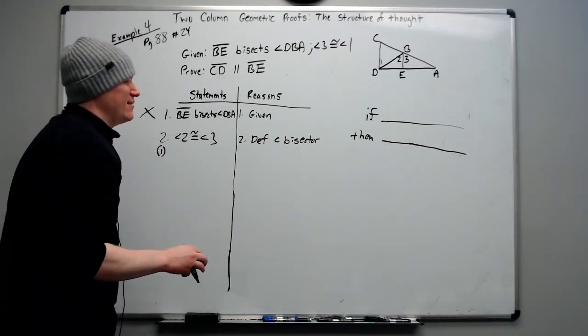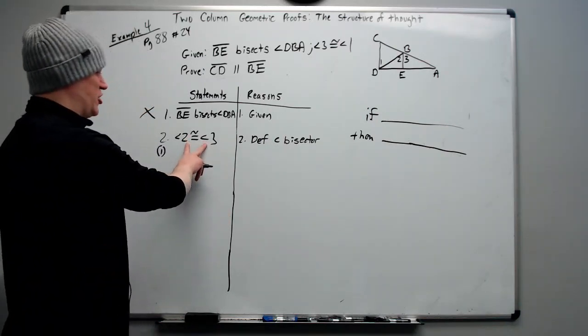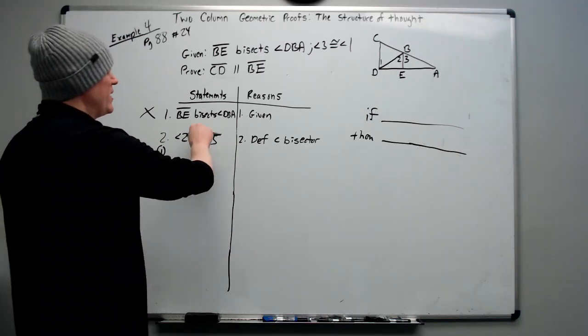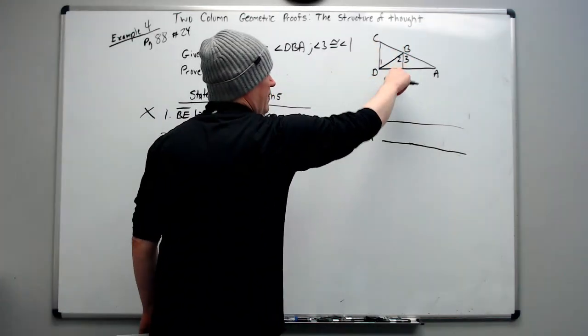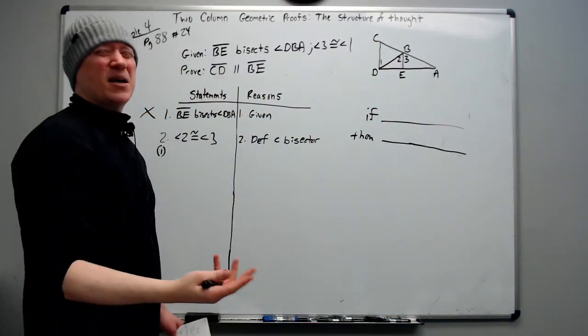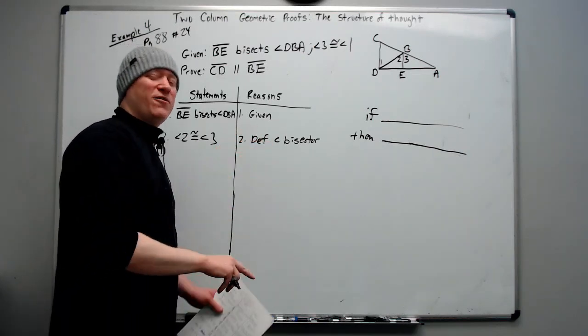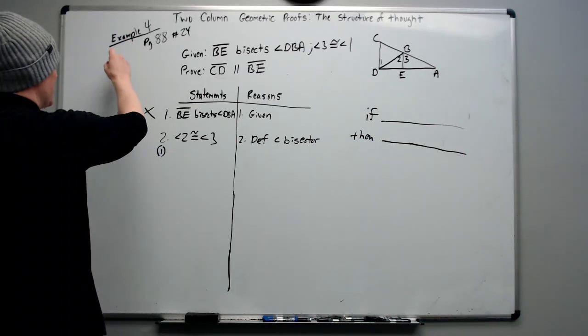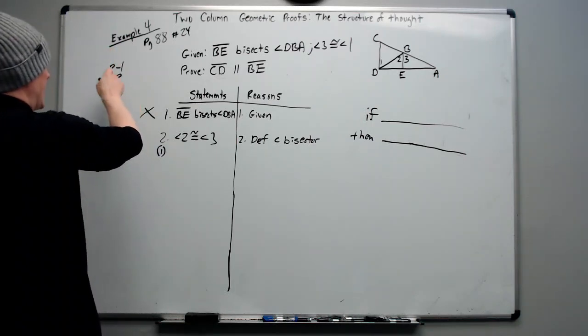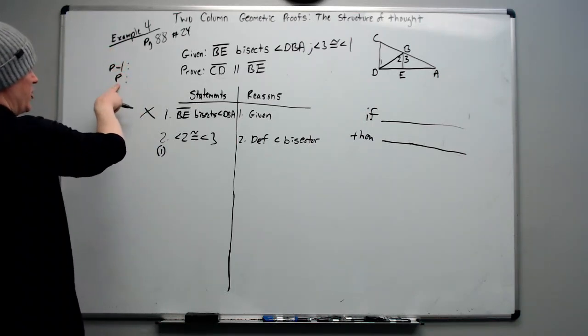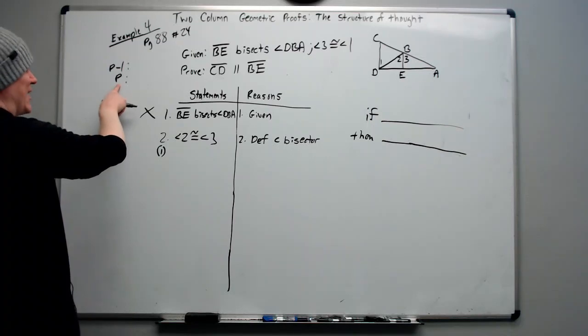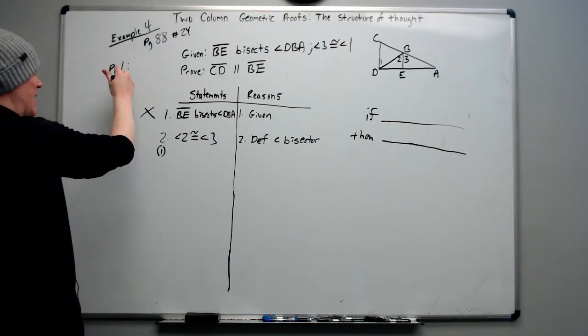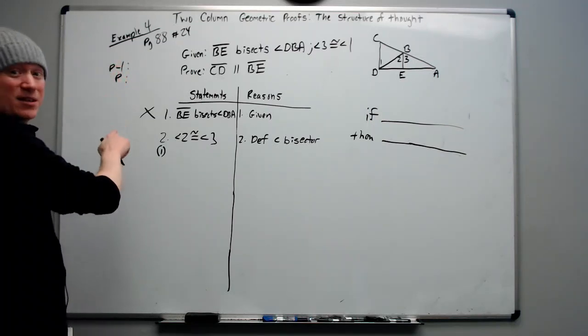Well, okay, we don't know what we're going to do with this just yet, right? But we know we're trying to prove that CD is parallel to BE. Let's think about what might come right before that. So right before what you're trying to prove, there's the step right before it, right? What you're trying to prove goes here, or the last step, and this is the last step minus 1, the previous step to the last step.